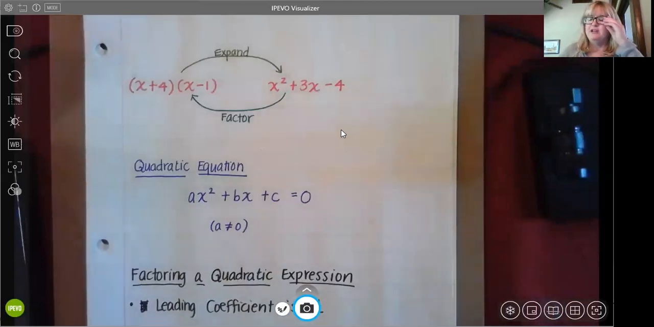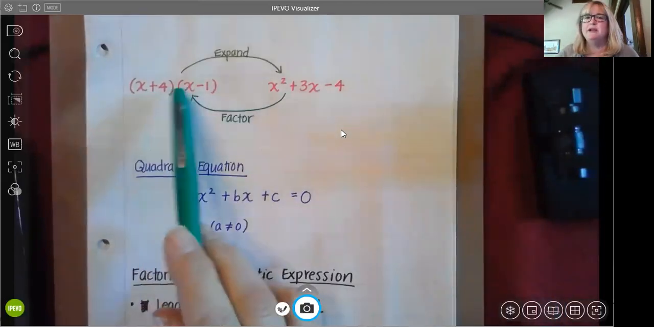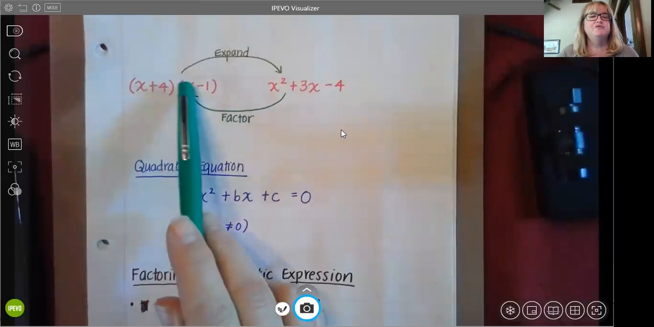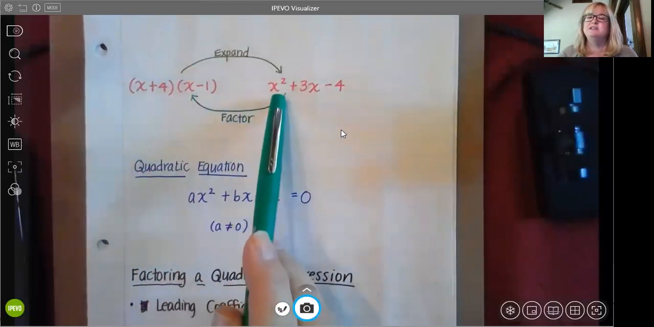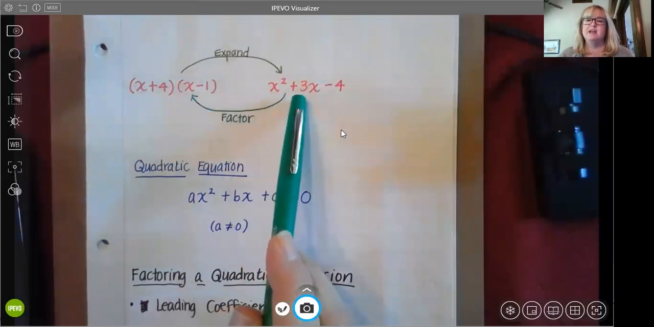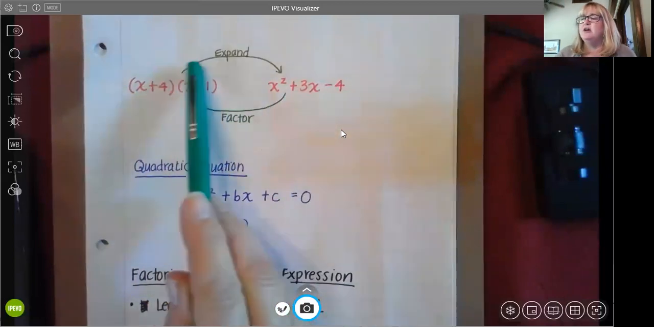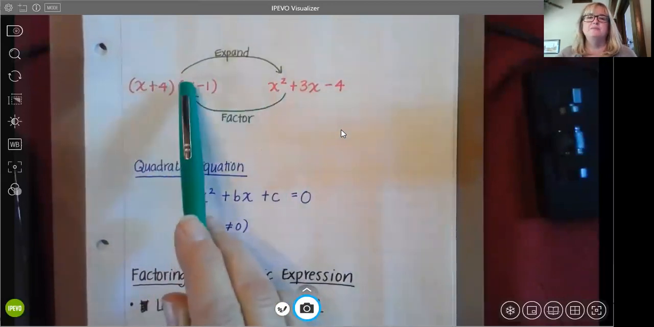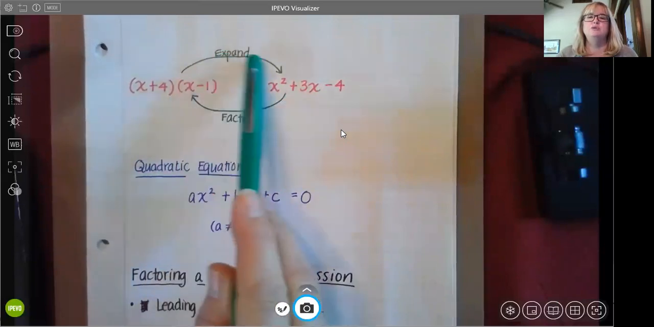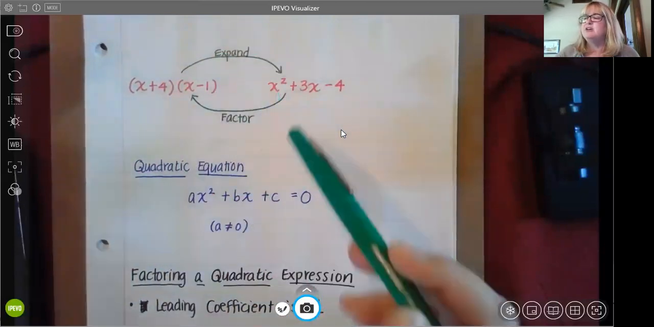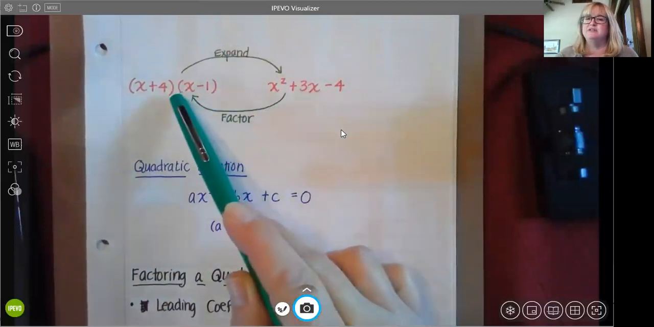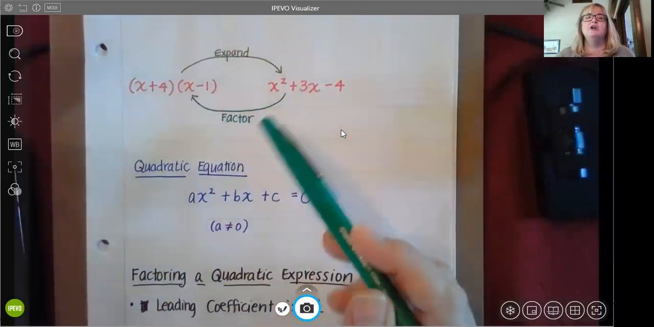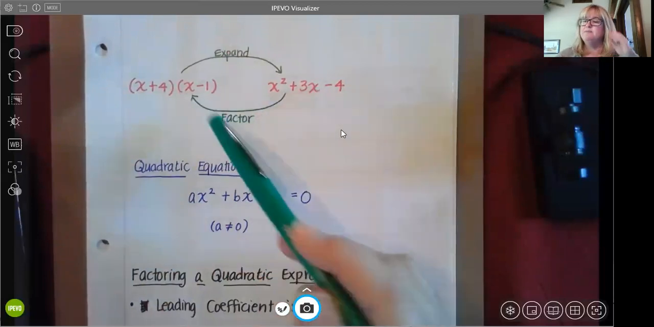Up to this point, you have been given 2 binomials that you have used FOIL to multiply out and ended up with something like x squared plus 3x minus 4. That is called expanding when you go from this form to this form. It's called factoring when you're starting here and come back to here. So we are looking at the factoring side.